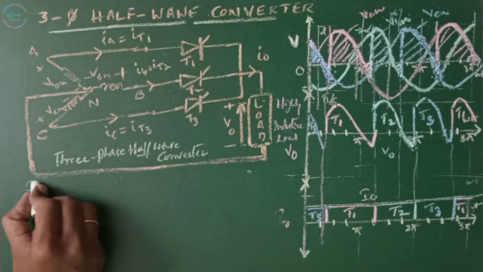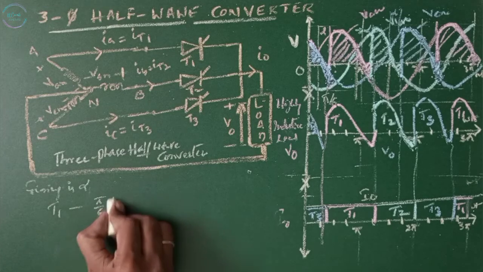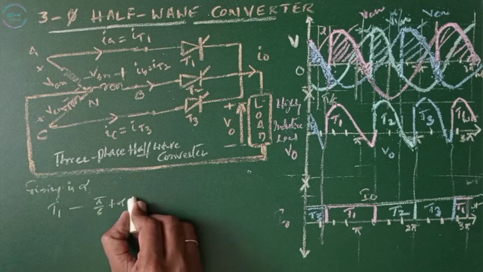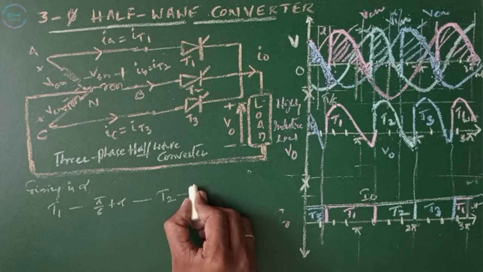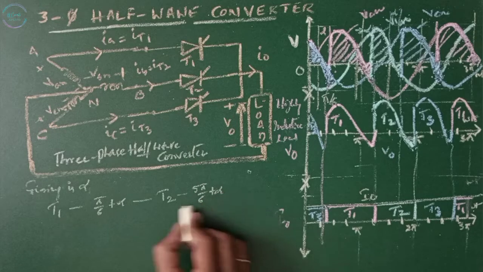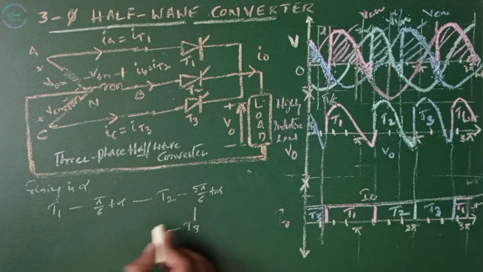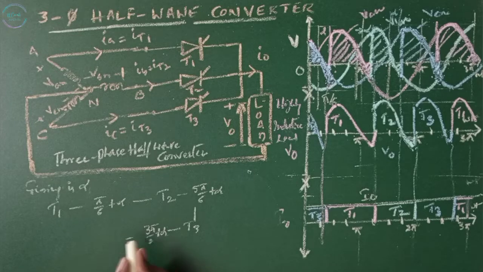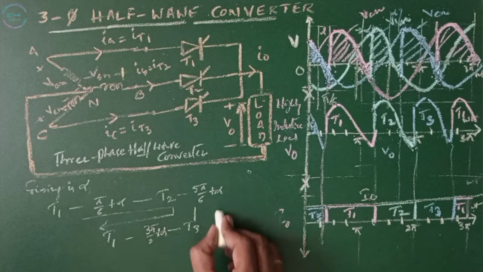As the firing angle is alpha, T1 is turned on at pi by 6 plus alpha, and it continues to conduct until T2 turns on at 5 pi by 6 plus alpha. Then T2 continues conduction until T3 turns on at 3 pi by 2 plus alpha, and then T2 turns off and again T1 turns on. So this cycle repeats continuously. As the inductive load is there, it is continuous conduction.